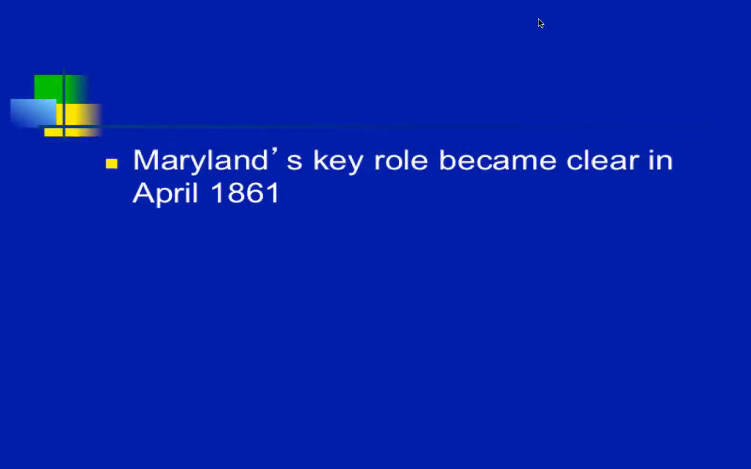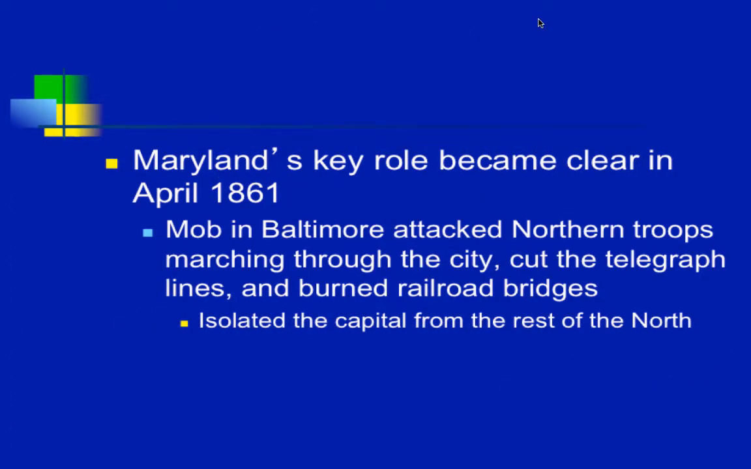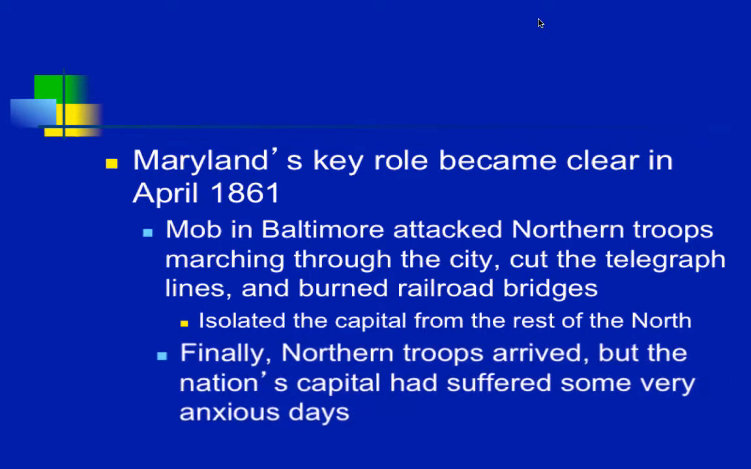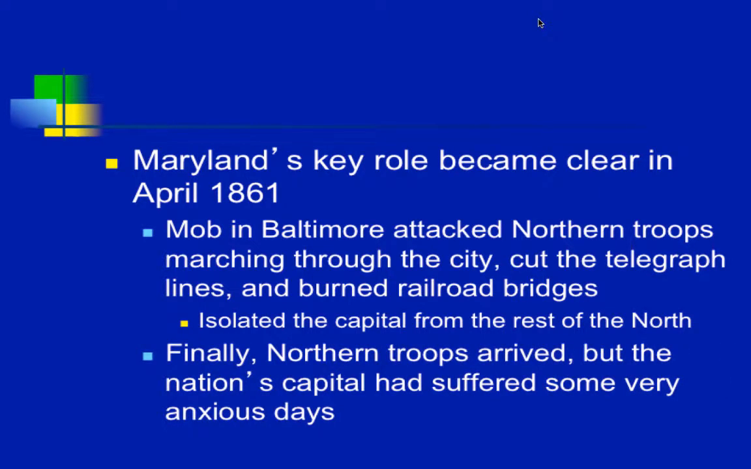Now, Maryland's role in this became very clear. In April 1861, a mob of Southern sympathizers attacked Northern troops, cut the telegraph lines, and basically isolated the capital city from the rest of the North. Now, Northern troops would arrive, but the nation's capital had suffered some very anxious days, and so we knew, President Lincoln knew, that he had to be very, very careful.